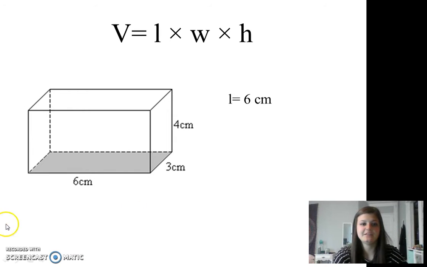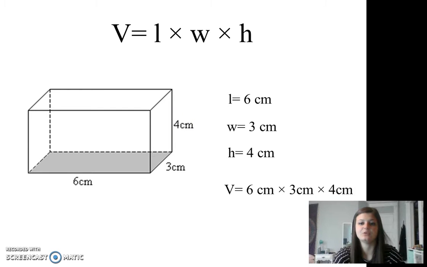As you can see, the length down here is 6 centimeters. The width over here is 3 centimeters. And the height over here is 4 centimeters. Our next step is to plug these values into our formula. So volume equals 6 centimeters times 3 centimeters times 4 centimeters. We want to make sure that we're labeling the units on all of these.